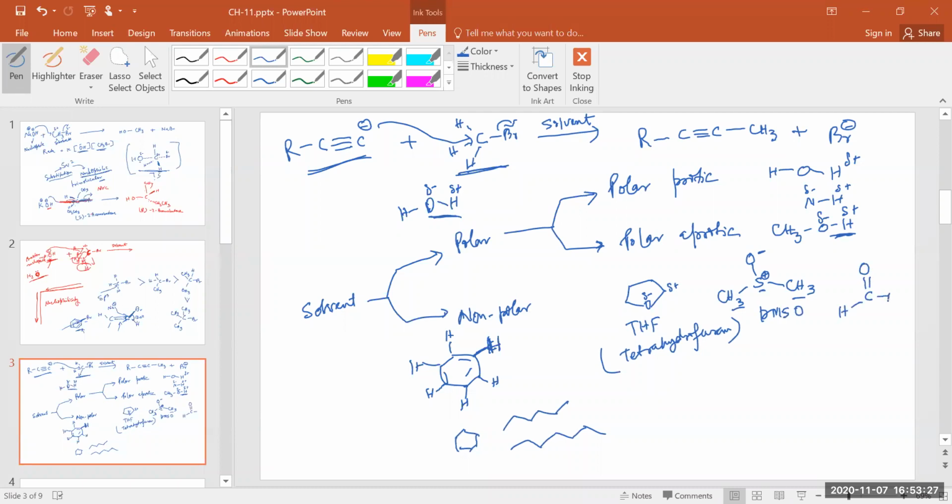Or DMF, dimethylformamide. There are several other examples. Acetonitrile is polar aprotic. Here you see that it has a delta negative and delta positive, but there is no polar H. So another example of a polar aprotic solvent is acetonitrile. And another one is called HMPA.